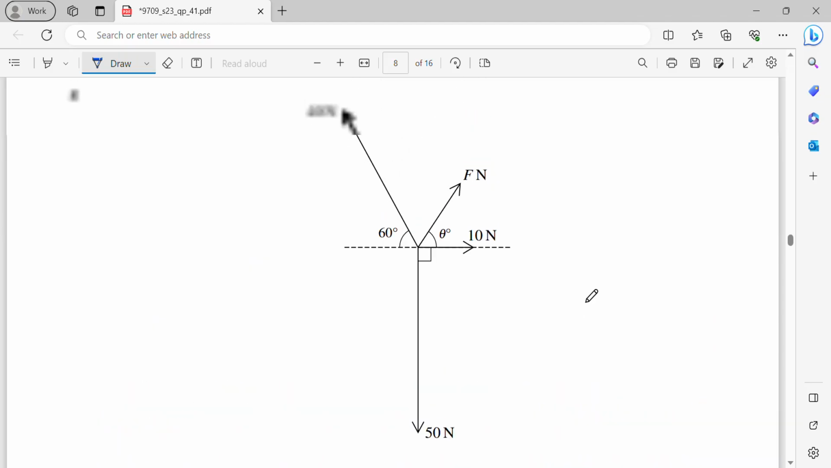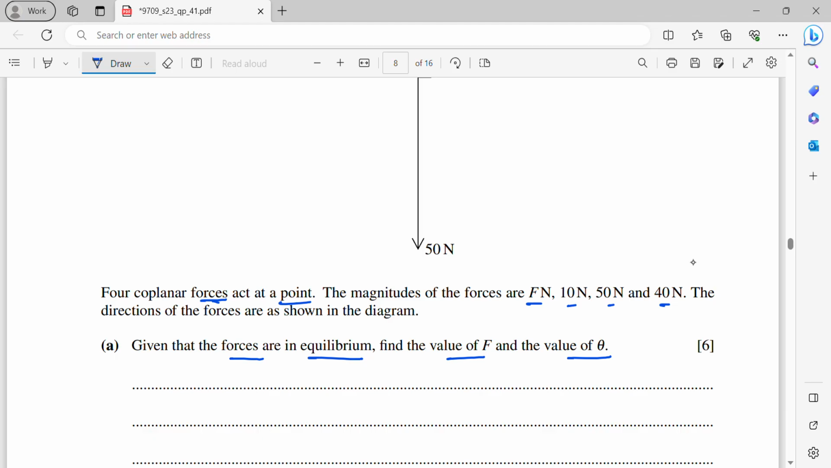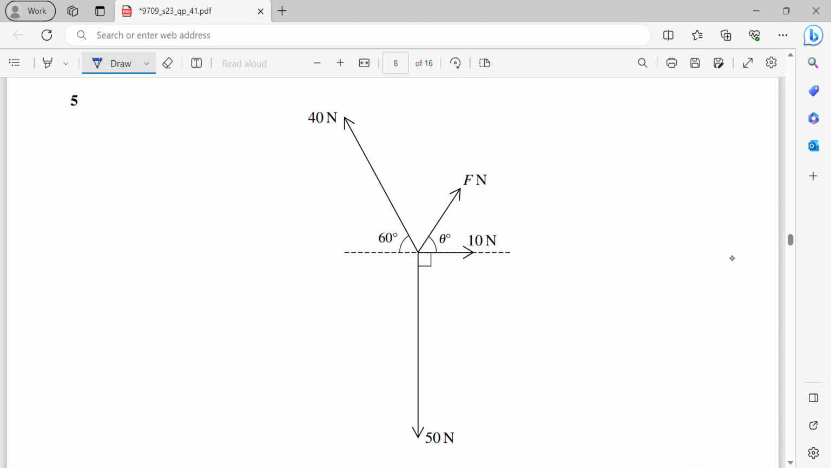So let's look at the diagram here. For the equilibrium cases, we need to consider the total forces vertically and horizontally. So for vertically, I will consider upwards as positive. When you look at here, this can be moved. So I can move this F upwards and this 40 N upwards.